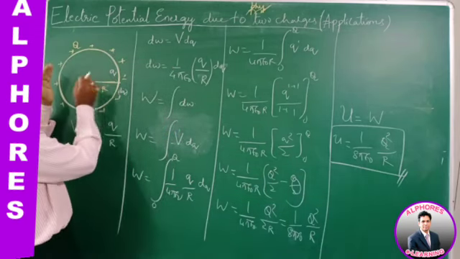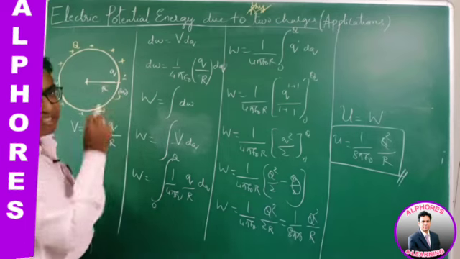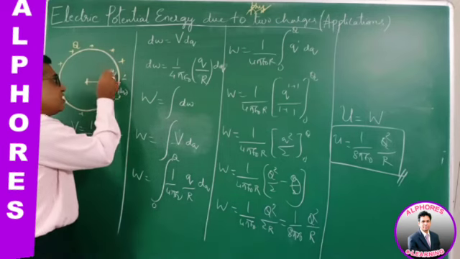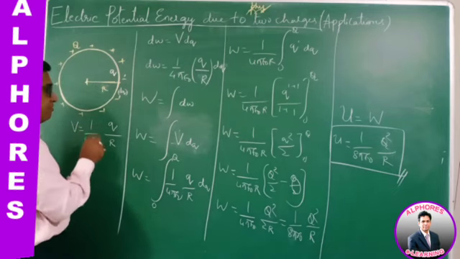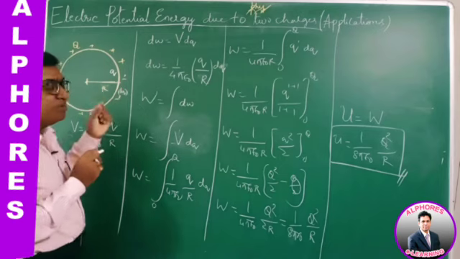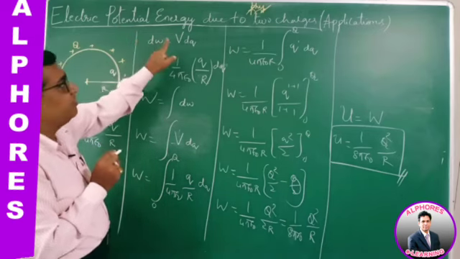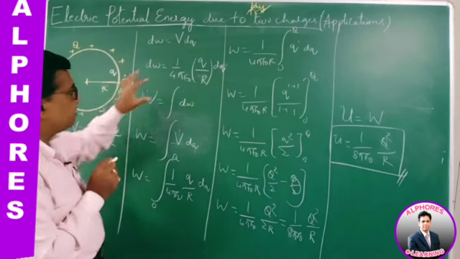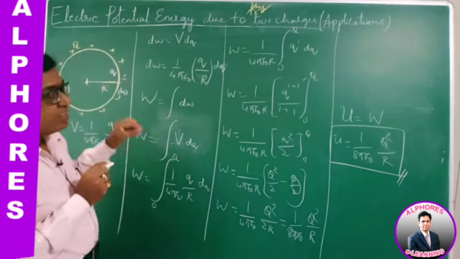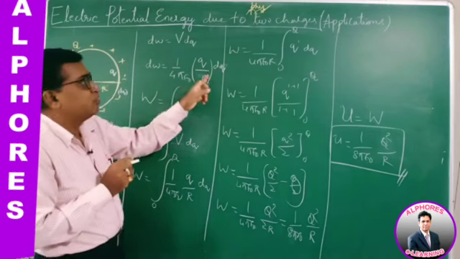Consider a charged sphere of radius r initially. I am charging it by small elements of charge dq, one after the other. At an instant of time, small q, the potential of the sphere is 1 by 4 pi epsilon naught, q by r. Now I am adding an extra element dq. While adding it, the small work done dw is V dq, where V is 1 by 4 pi epsilon naught, q by r. The small work done in adding a small element of charge is 1 by 4 pi epsilon naught, q by r, dq.